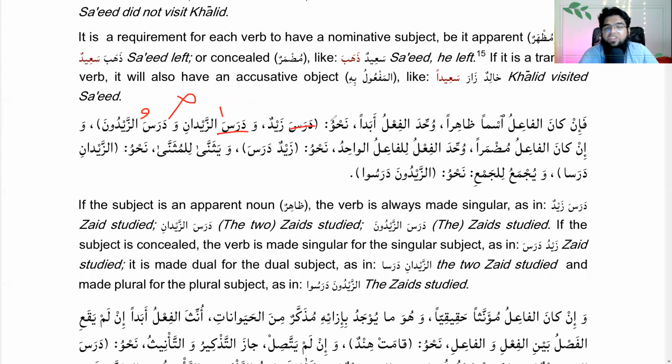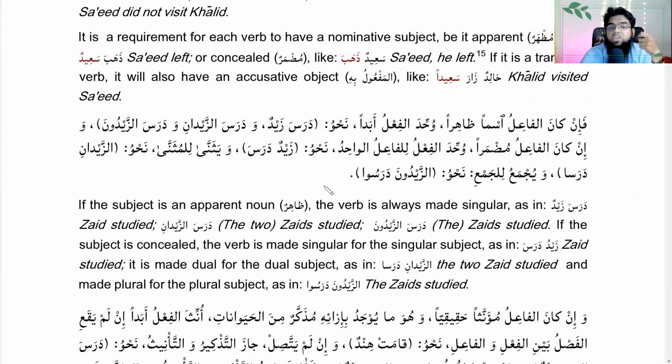So, if the fa'il is zahir, you need to keep the verb singular, وحد الفعل أبدا. The verb should be singular. The verb is always made singular, as in درس زيدون, درس زيدان, درس طالبان, whatever. درس زيدون, all of the Zaid studied.